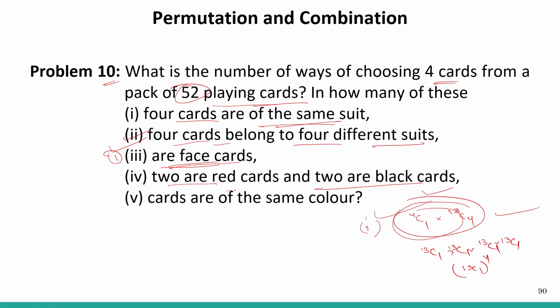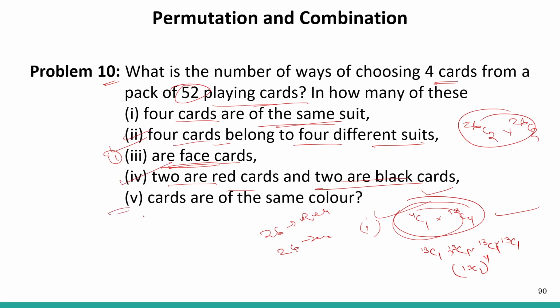Two cards are red cards and two cards are black cards. As you know, there are 26 red and 26 black cards. How can we choose two red cards? It will be 26C2. And how we can choose two black cards is 26C2. So multiplying these two, that is 26C2 squared, is the answer for part 4.